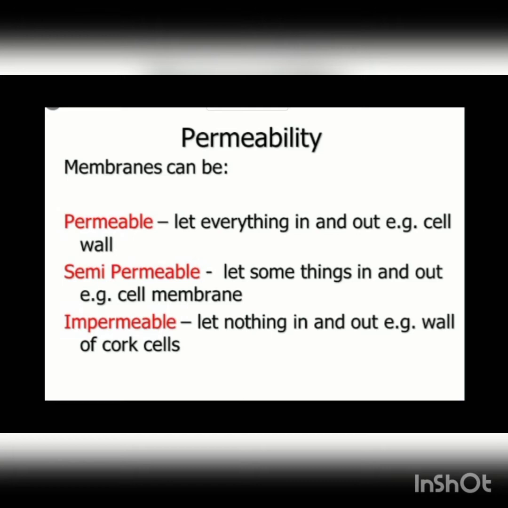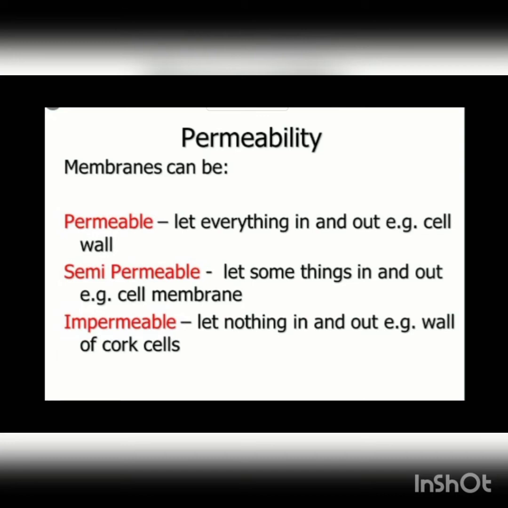Semi-permeable. It will allow only some things to go inside and outside a cell. So, an example will be the plasma membrane. The plasma membrane is said to be selectively permeable or semi-permeable because it will select what substances can be allowed to go inside the cell and outside.